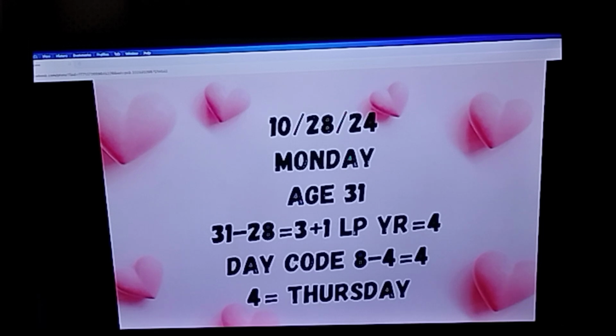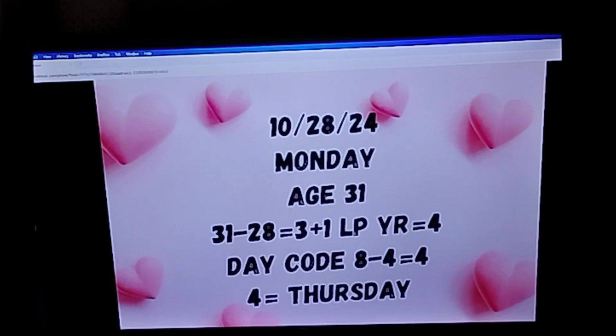Now, I'm going to teach you how to calculate a birthday by a person's age. So October 28th, 2024, the person's birthday is on Monday and they are 31 years old. So what we do is we take 31 minus 28. Why do we use 28? Because it divides by 7 and 4. We get a 3, but we still got to divide that leap year. How many leap years is in 3? It's 1, so we get a 4.